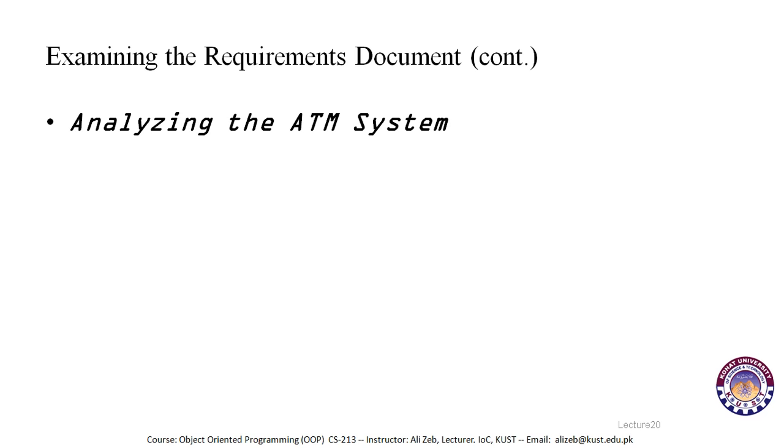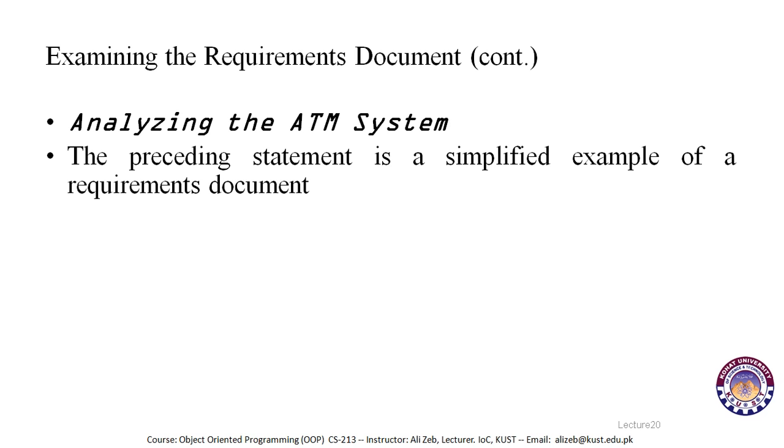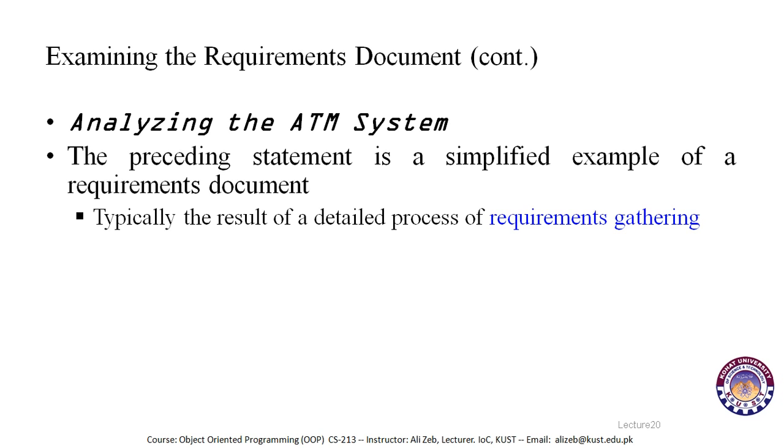Now to analyze the ATM system further, what we got in the previous slides, the preceding statement, is a simplified example of a requirements document, maybe a very simple example. A real requirements document might be very detailed, and that document is the result of a detailed process of requirements gathering.